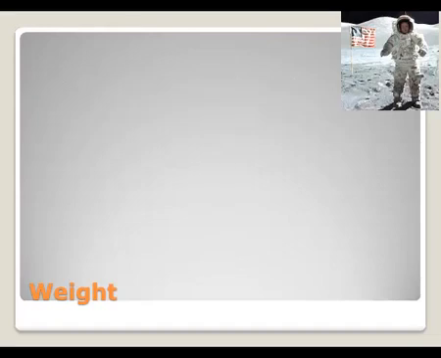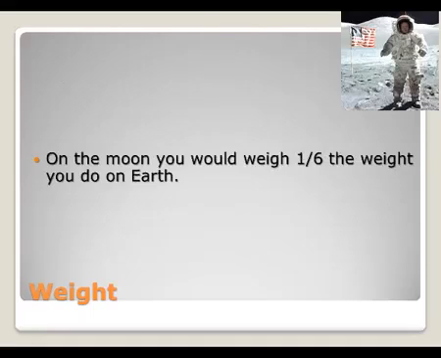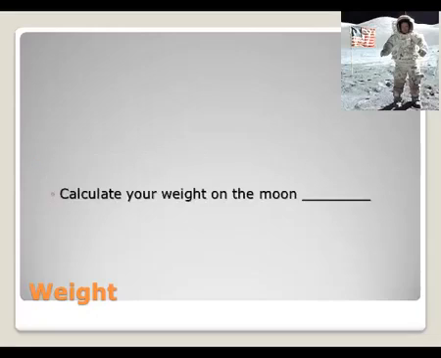An example of that: if you were on the moon, you would weigh 1/6 the weight that you do on Earth. So with that information in your head, if you know that you would weigh 1/6 the weight you are now on Earth on the moon, calculate your weight on the moon. Take a minute to give that a try.